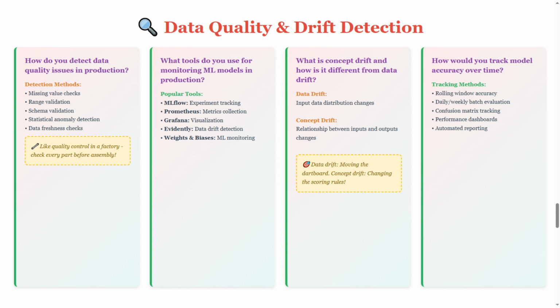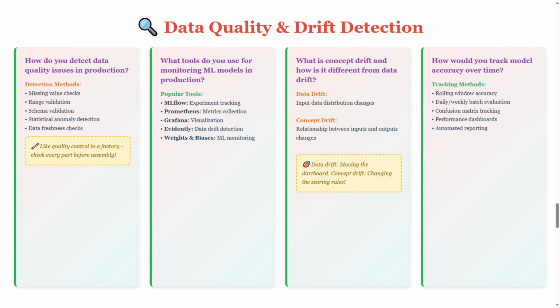Third question, what is concept drift and how is it different from data drift? Data drift means input data distribution changes. Concept drift means the relationship between inputs and outputs changes. The analogy section clarifies, data drift is moving the dartboard. Concept drift is changing the scoring rules.